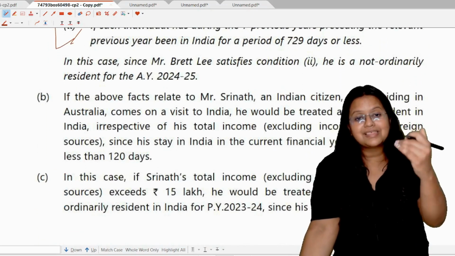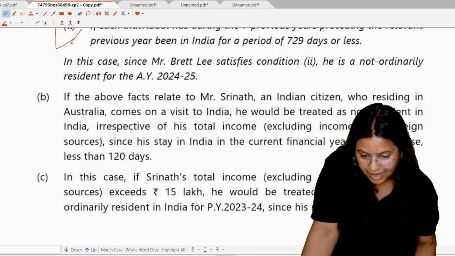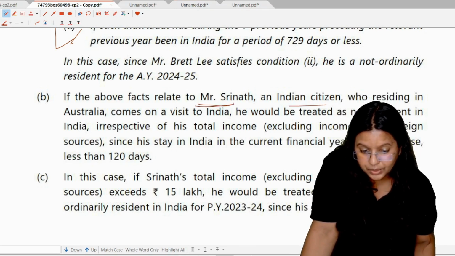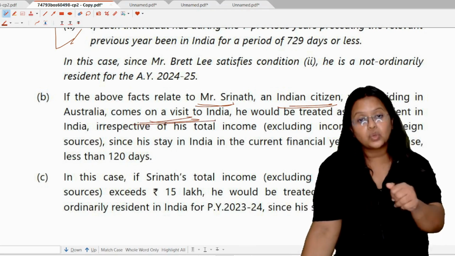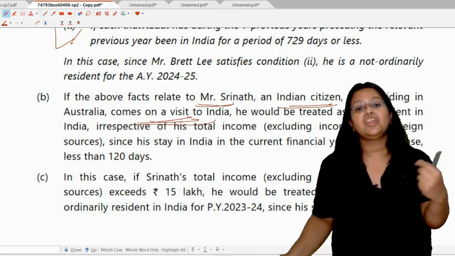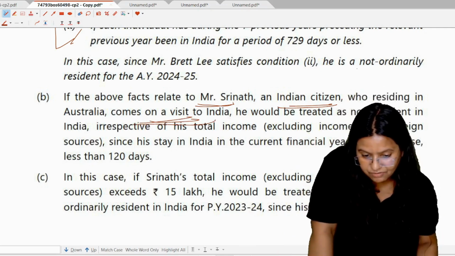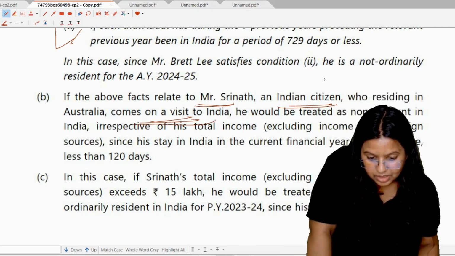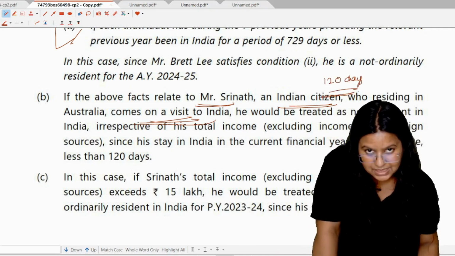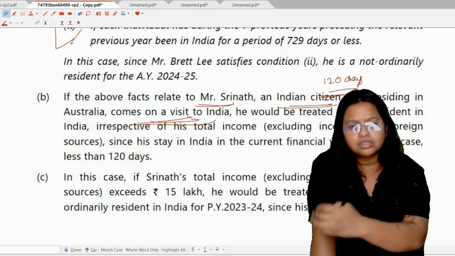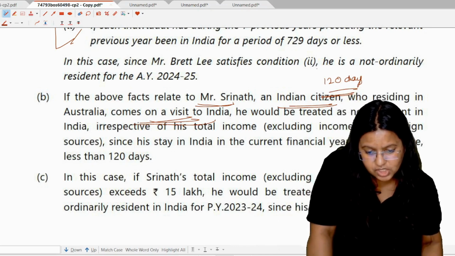In that case, the basic conditions will change because now the basic conditions will be, if the above facts relate to Mr. Srinath, who is an Indian citizen and residing in Australia, come on a visit to India. So in that case, students, he will become a non-resident in India. How, ma'am, he will become a non-resident? Because in that case, we have to check that he must be in India for at least 120 days in the previous year, and for the 4 previous years 365 days. But we are not going to that point now because the first condition is not satisfying here.